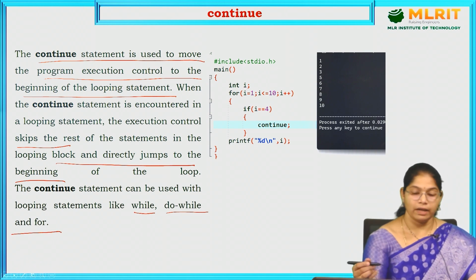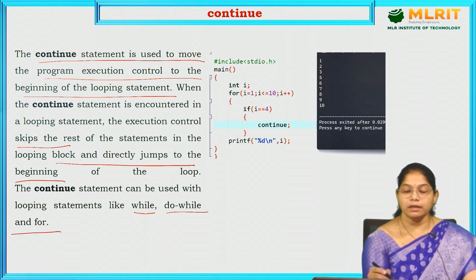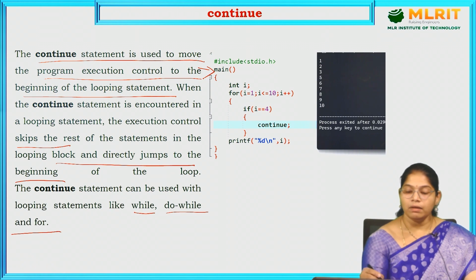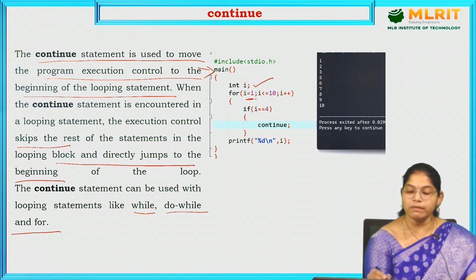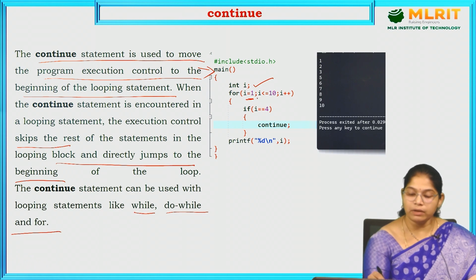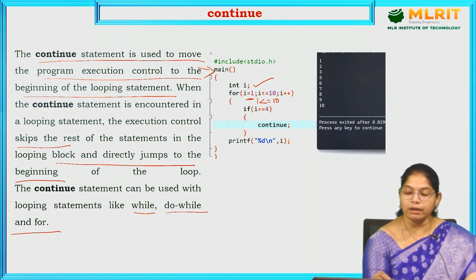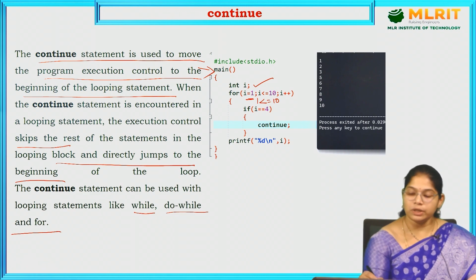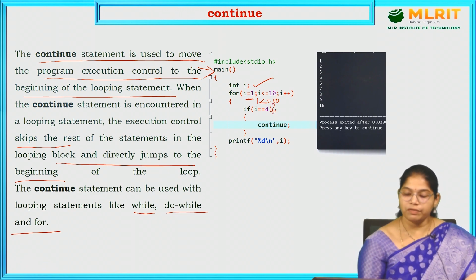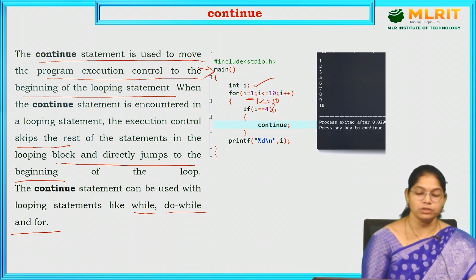So here we have a simple example. Again, the execution starts from main. Here we declared i as an integer, where i is initialized with the value 1. What is i's value? 1. Is 1 less than or equal to 10? The condition is i less than or equal to 10. The i value is 1, so the condition is true. So it has to enter the loop and check whether the if condition is true or false.